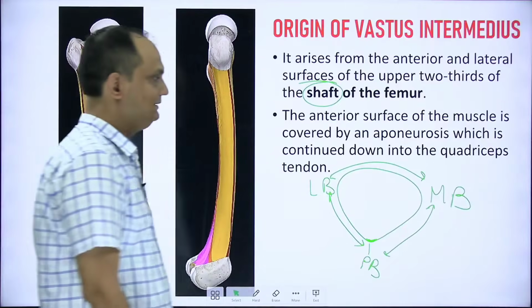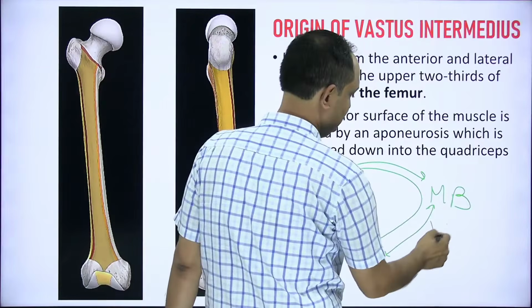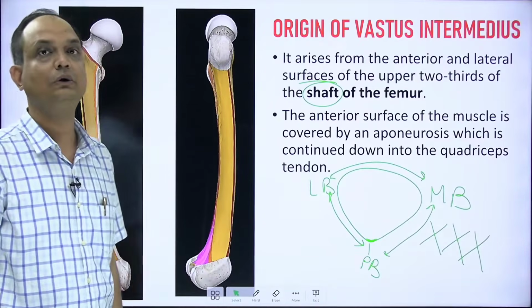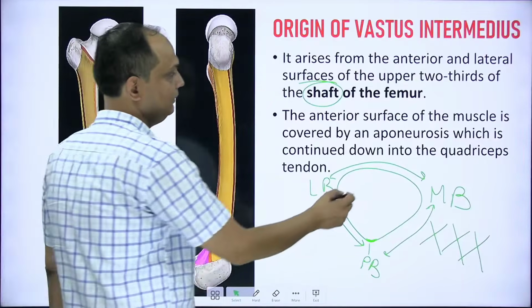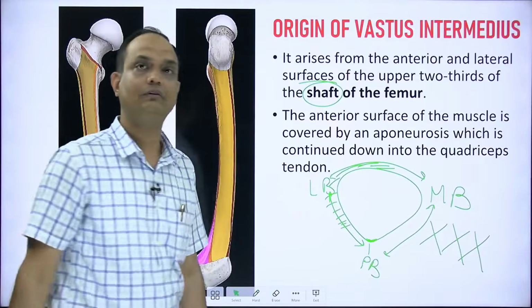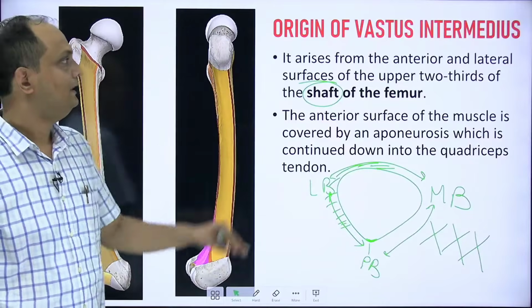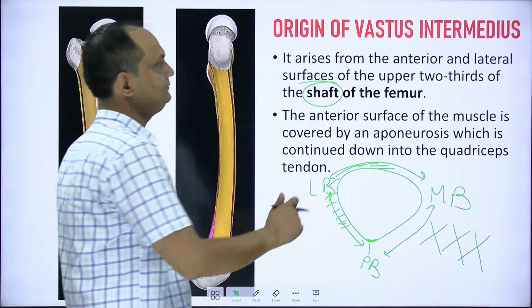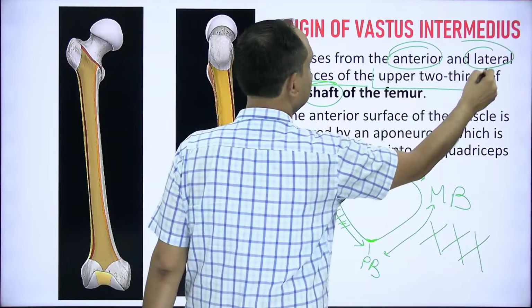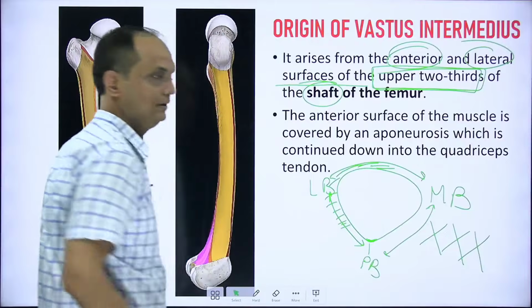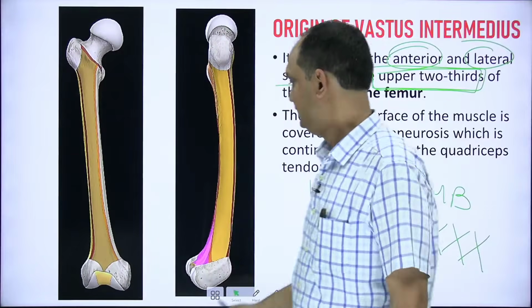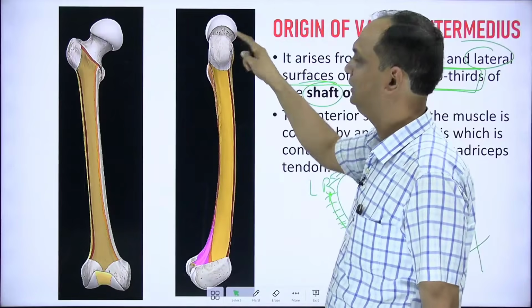Here you will realize that vastus intermedialis has no attachment on the medial surface. Whatever origin comes, comes from the anterior surface and the lateral surface of the shaft of the femur. So, it arises from the anterior and lateral surfaces of the upper 2/3 of the shaft of the femur. Here you can see the anterior surface of the shaft of the femur, this is the lateral surface, and this is the greater trochanter.